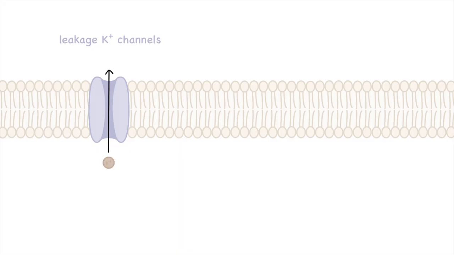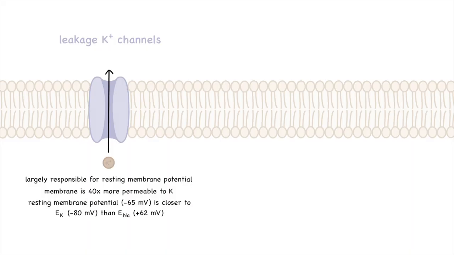Now that we understand the equilibrium potential for different ions, let's take a closer look at the neuronal membrane to understand why the resting membrane potential is -65 millivolts, and how sodium and potassium ion concentrations are maintained. First, we have leakage potassium channels. There are many potassium channels in the membrane that are constantly leaking out potassium. These leakage potassium channels are largely responsible for the resting membrane potential because the membrane is about 40 times more permeable to potassium than sodium.